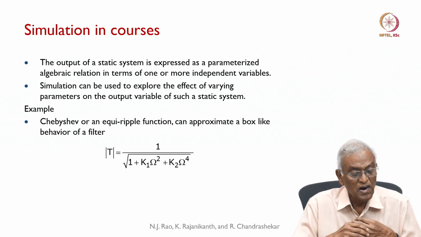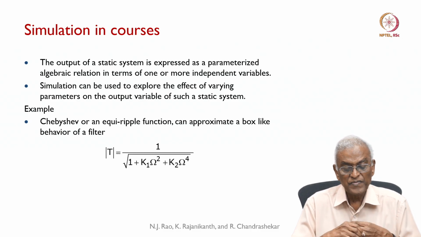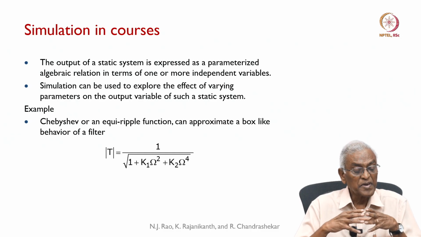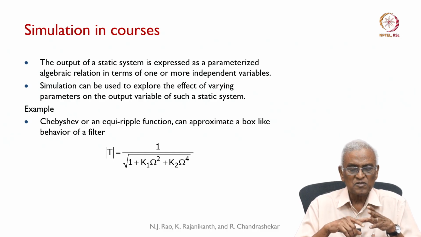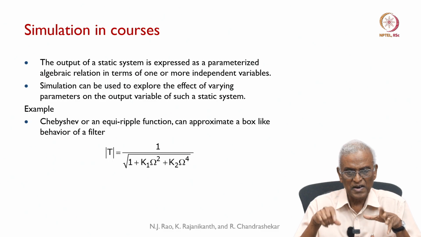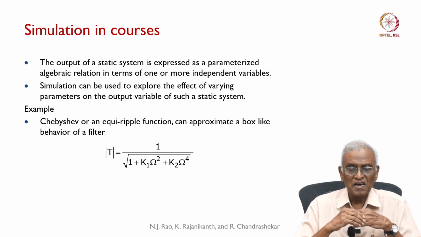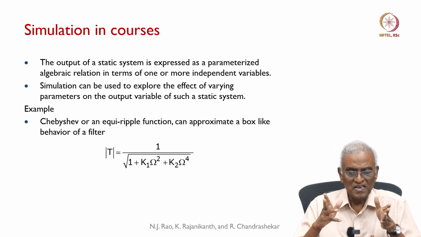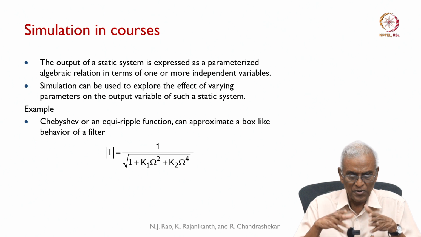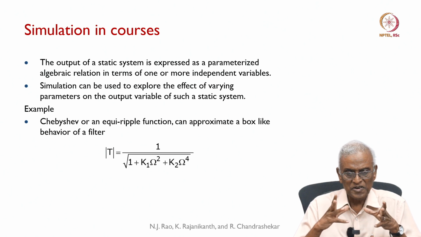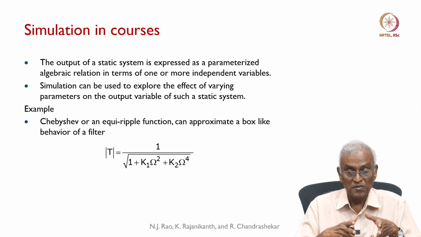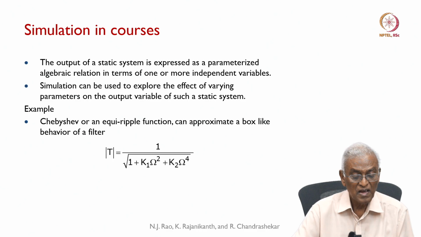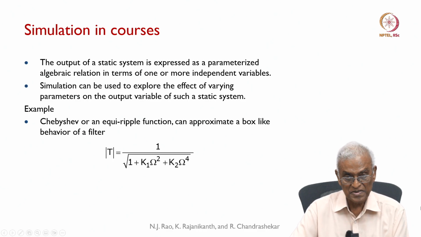a Chebyshev or equiripple function can approximate the box-like behavior of a filter. Ideally, a filter should have a box type of input-output relationship, frequency versus the output. And as it is ideally impossible to have a box-like structure, you approximate it. There are any number of approximations to that. One is the Chebyshev polynomial, and the equation looks like this. And here K1, K2 are the parameters, and omega is a normalized frequency.